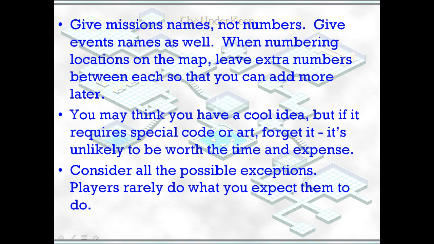Give your missions names, not numbers. Give your events names. Names are more specific, they're more descriptive. Imagine somebody who names their files 1, 2, 3, 4 on a computer. They're not going to know what's there. But if they give those names descriptive words, then they'll be a lot better off. And the same is true when you're making the documents for a level or an adventure. When you put numbers on the map, or letters as the case may be, leave extra ones in between so you can add more later.